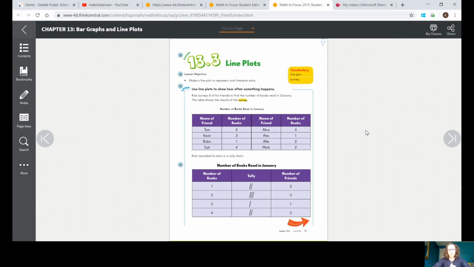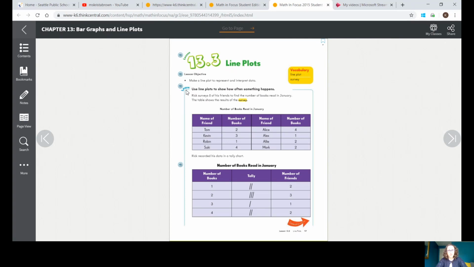Let's start at the top where it says the lesson objective. Up here, it says make a line plot to represent and interpret data. Okay, that's what our objective today in this lesson is. We're going to see these vocabulary words, line plot, and if you don't know what that is yet, that's okay. We're going to see examples of that, and a survey, which we will get examples of as well.